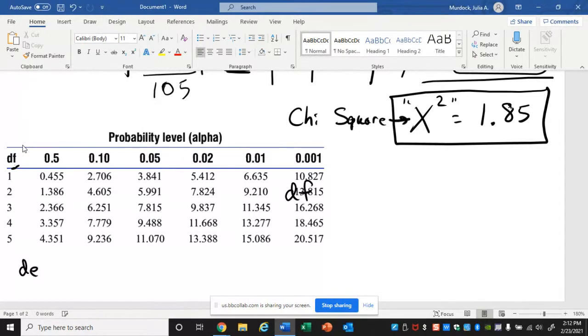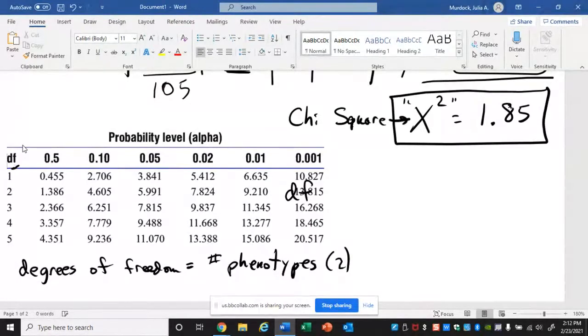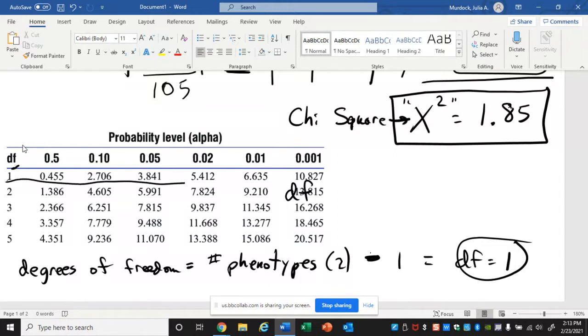That's called degrees of freedom. The degrees of freedom is the number of different phenotypes in your table up there. In our case, we had 2, either red eyes or sepia eyes, minus 1. So 2 minus 1, degrees of freedom is 1. So look along the number 1. This is the column. This is the part we want right here. We'll look at one of those numbers.